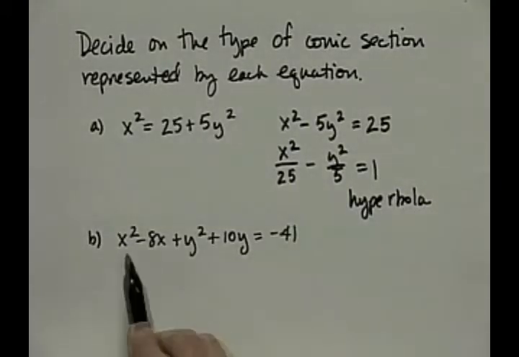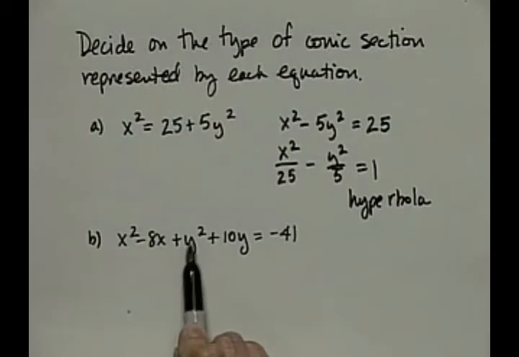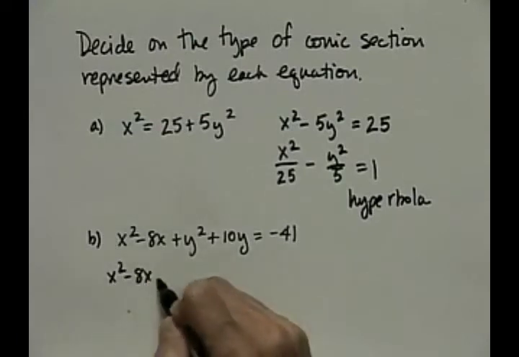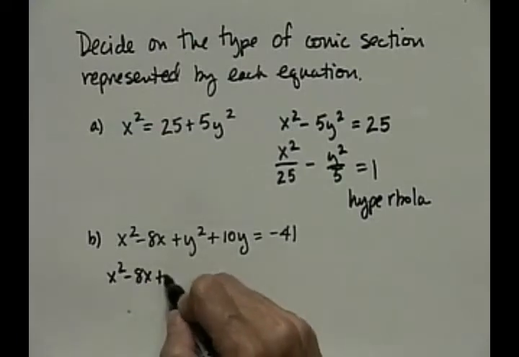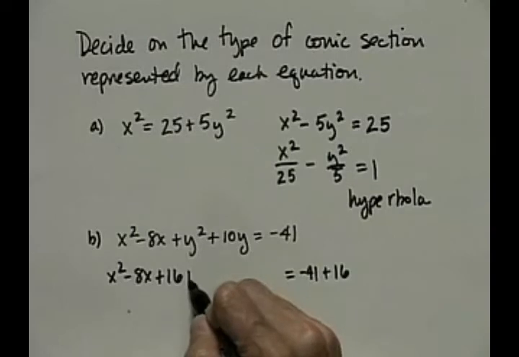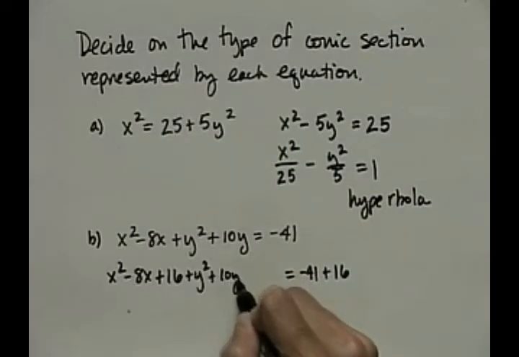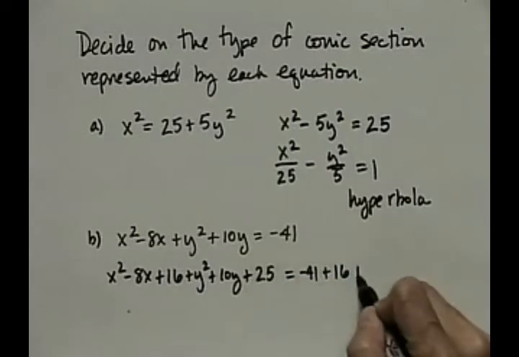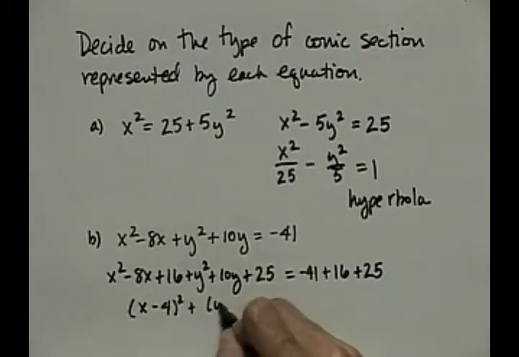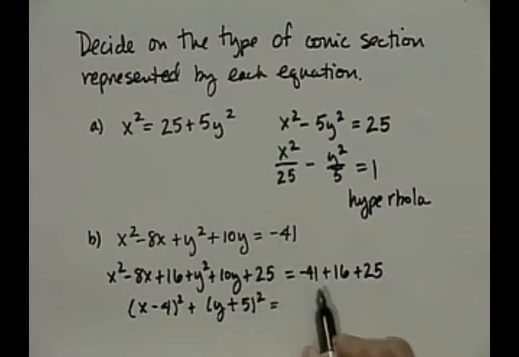Well, let's try the next one. I see x squared and y squared, and their coefficients are the same. So I think that what I have is a circle, possibly, but let's put it in standard form to see. I'll complete the square on x by adding half of 8, which is 4, squared, which is 16, to both sides of the equation. And I'll complete the square on y. Half of 10 is 5, squared is 25, so I'll add 25 to both sides of the equation. Now factoring, I get x minus 4 squared plus y plus 5 squared equals this.